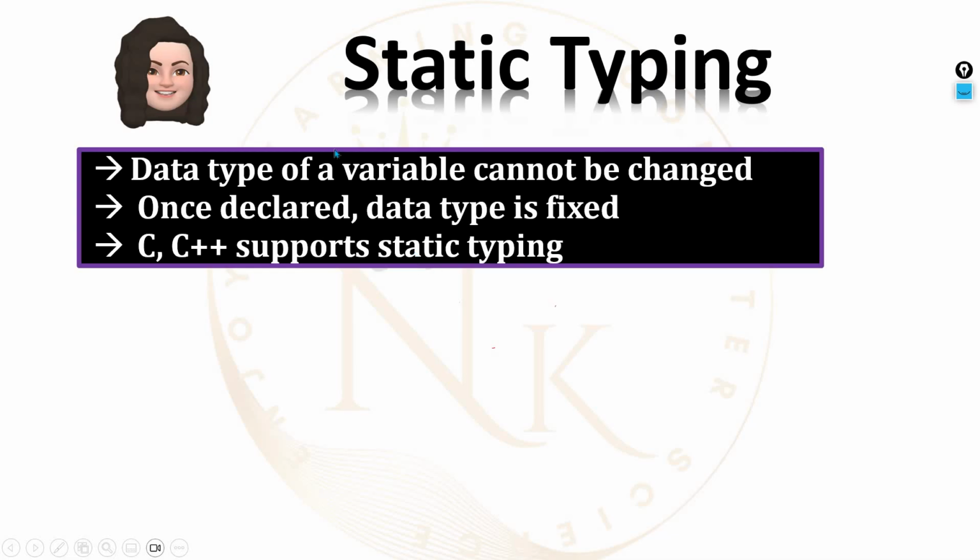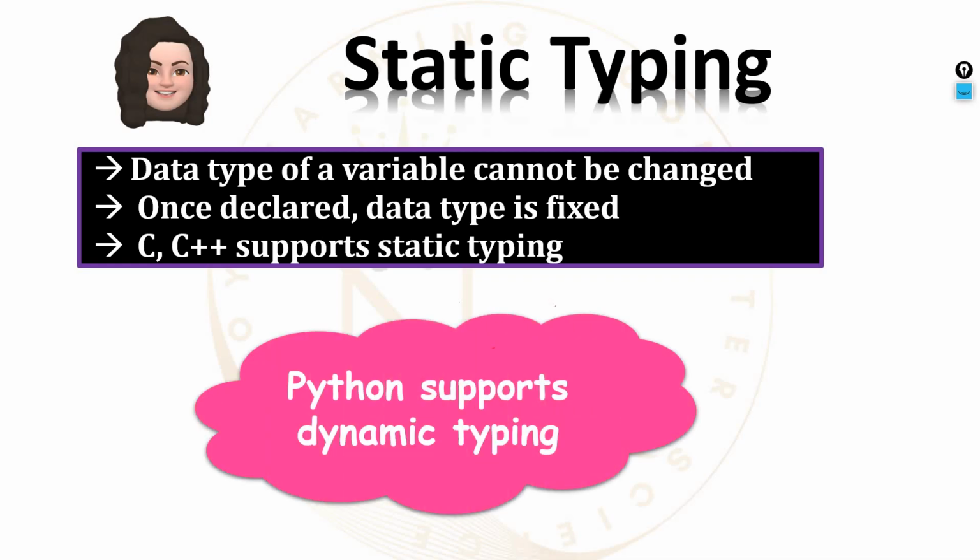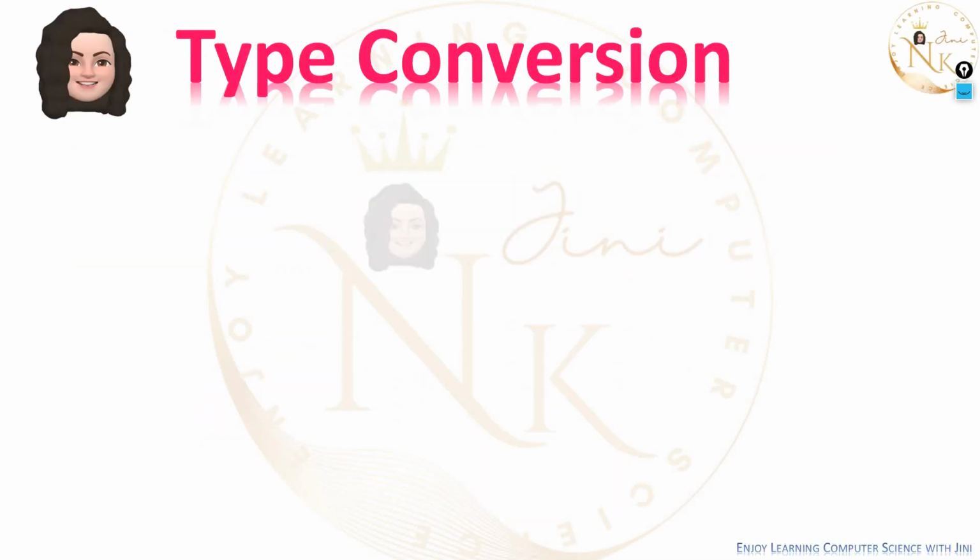Python supports what type of typing? Static or dynamic? Obviously, it is dynamic typing. You can assign any value for variables, right? So Python supports dynamic typing.